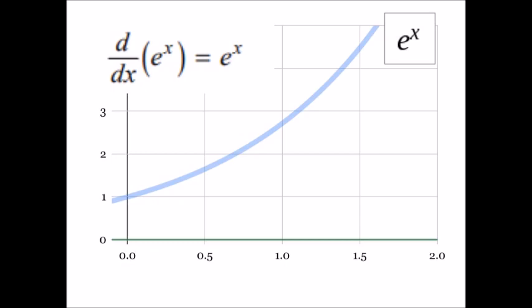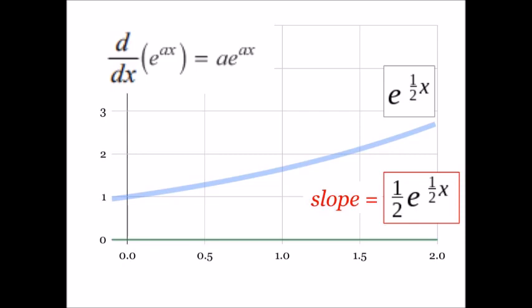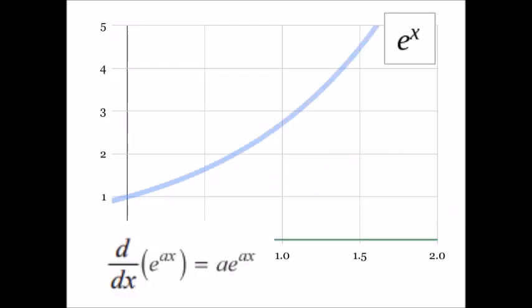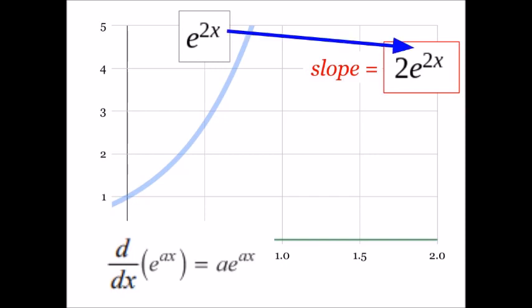Nice. But what about this? Instead of e to the 1x, let's graph e to the 1/2 x. It's still a curve, but it's less steep. We could say that the derivative is 1/2 the value of the function everywhere. Or we could take e to the 2x. The slope is 2e to the 2x. Do you see what we're doing here? We're keeping the same exponent and pulling out the derivative.